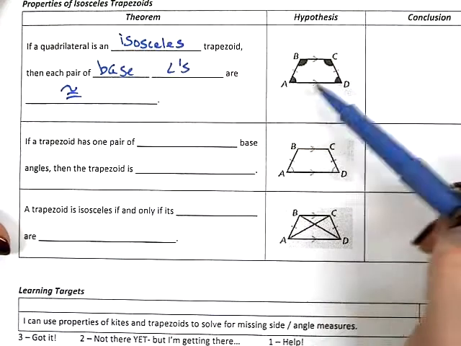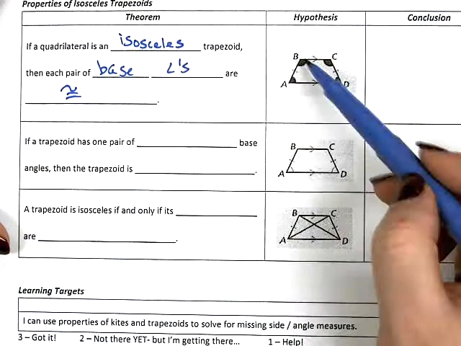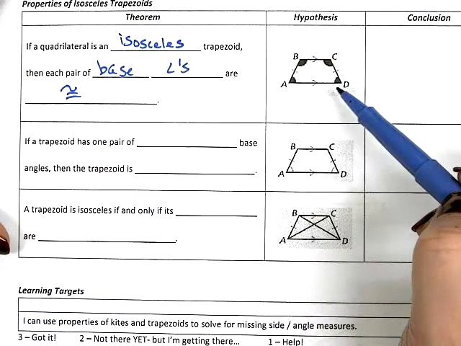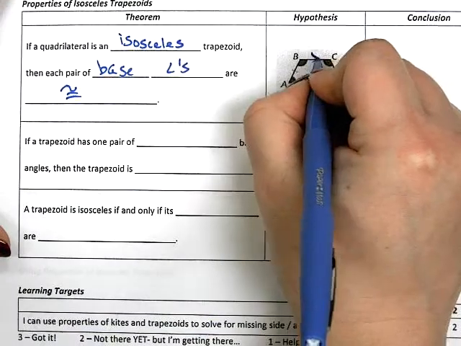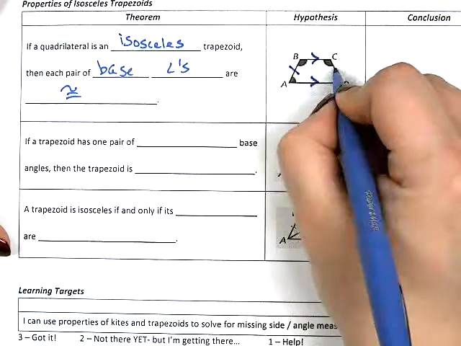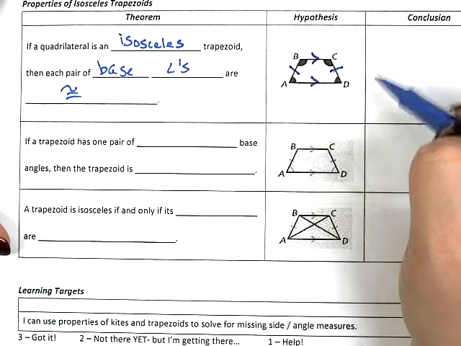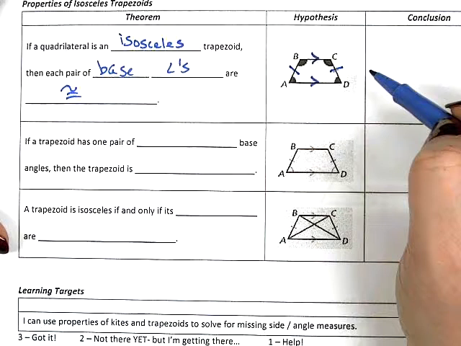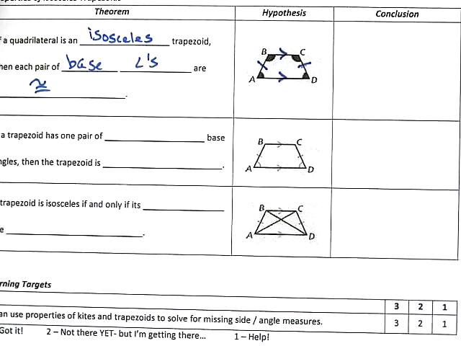We've got trapezoid ABCD, and BC is parallel to AD. Hopefully you can see those arrows there. If not, maybe draw them in a little bit darker. And then segment AB and segment CD are marked congruent. Those are my two congruent legs. So I have an isosceles trapezoid.